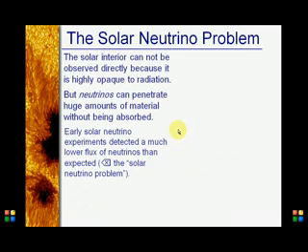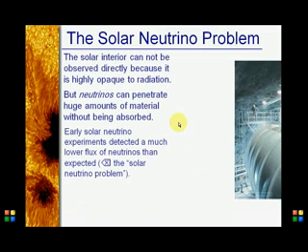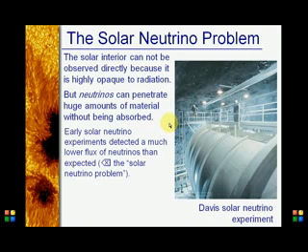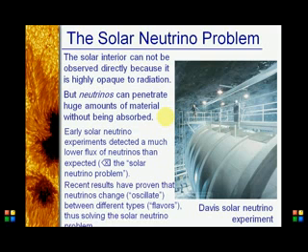The solar interior cannot be observed directly because it is highly opaque to radiation, but neutrinos can penetrate huge amounts of material without being absorbed. Early solar neutrino experiments detected a much lower flux of neutrinos than expected. The solar neutrino problem. Recent results have proven that neutrinos oscillate between different types, which are flavors, and that's solving the solar neutrino problem.